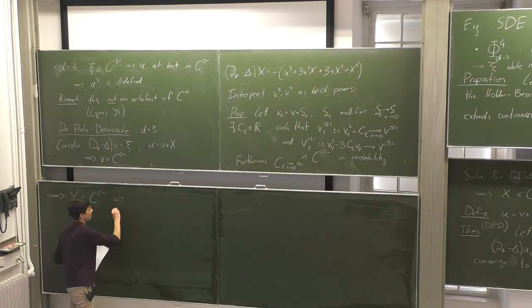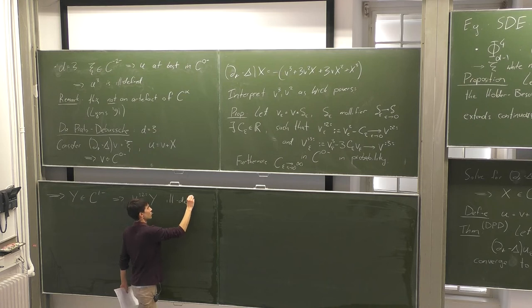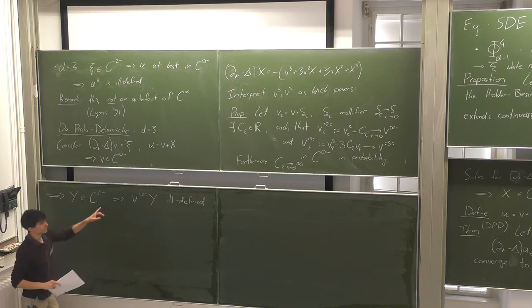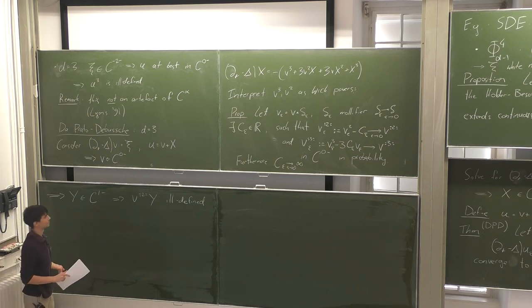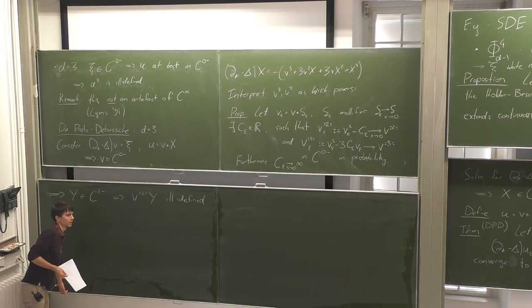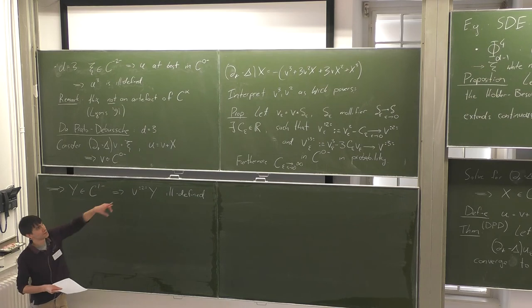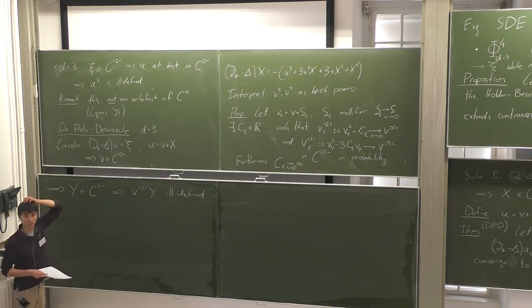But then the product, which is v squared times y, this is going to be now ill-defined. So the v squared, remember it's of regularity minus 1 minus, so the sum of the regularities is a little bit below 0, so we're just outside of the scope of Young's product theorem, but actually only just.